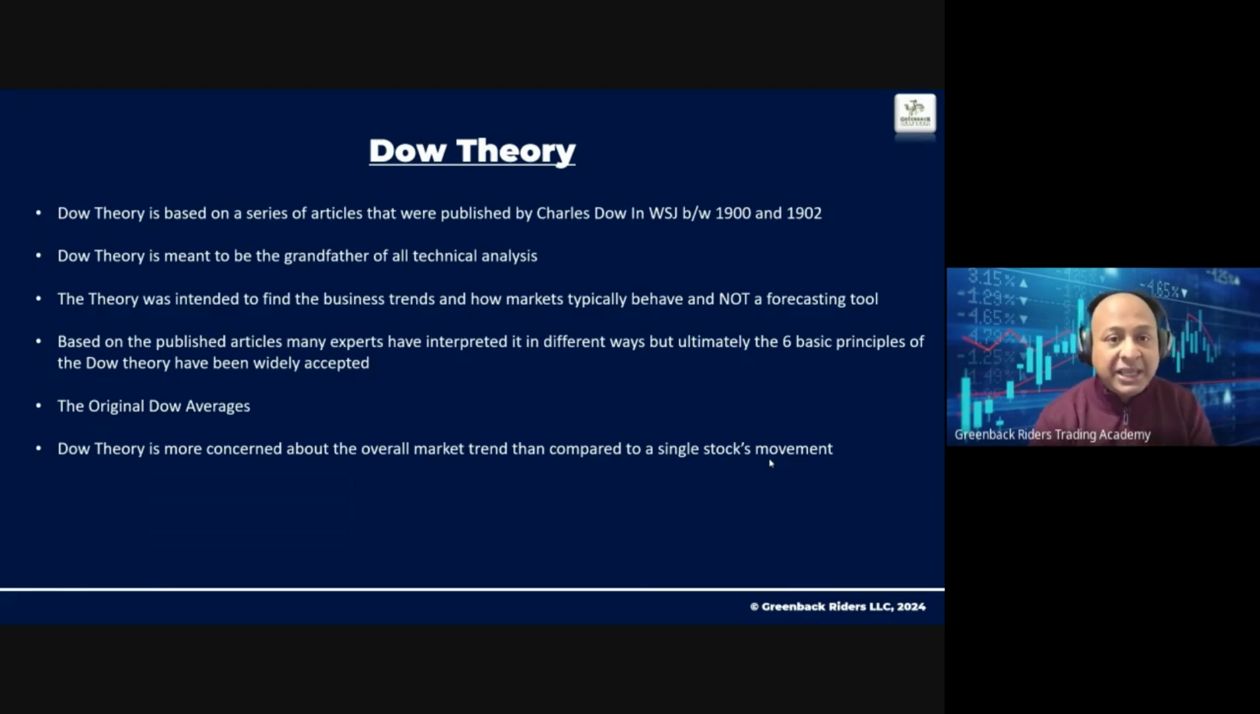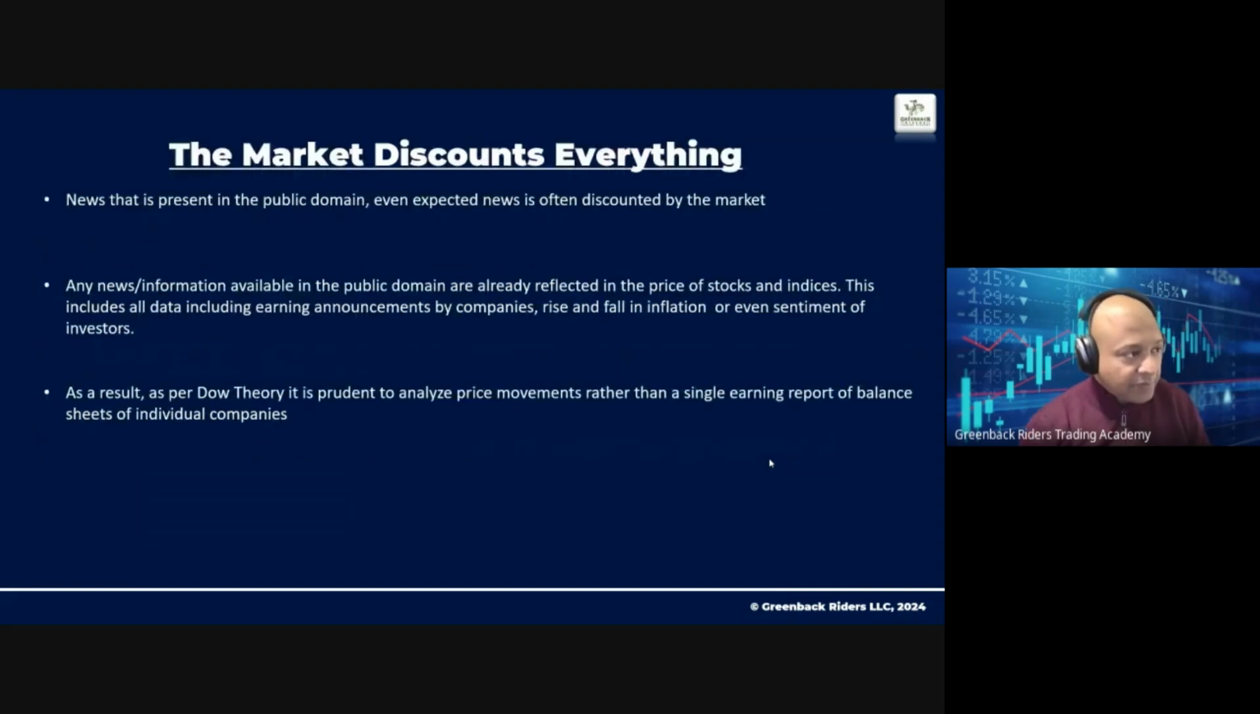So this was the basic idea based on which this whole Dow theory was created, right? The Dow theory was not created by Dow. He just wrote those articles. Based on those articles, subsequent traders, analysts, experts have come up with the Dow theory based on whatever was mentioned in those papers. So let us look at the six major tenets, or the principles, that Dow theory talks about. The market discounts everything.